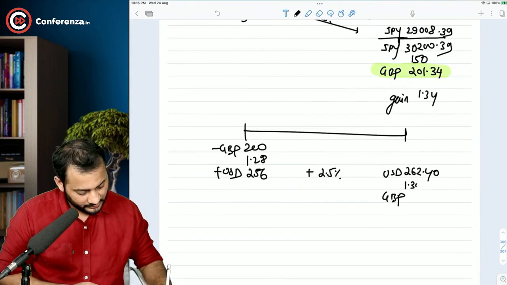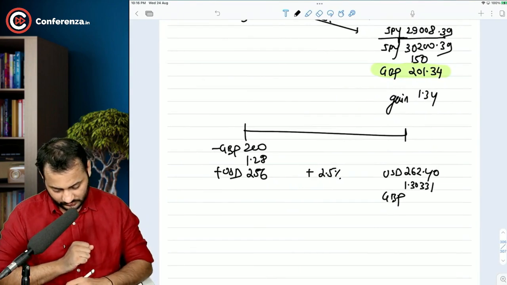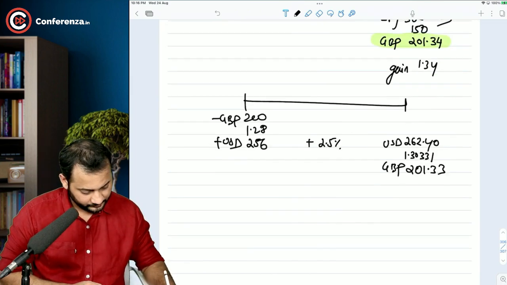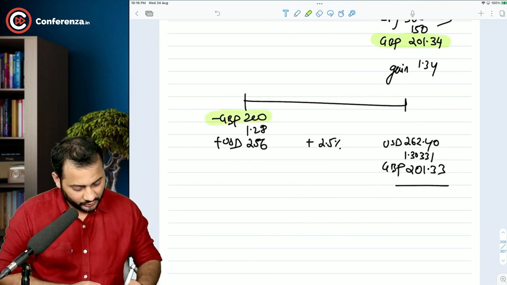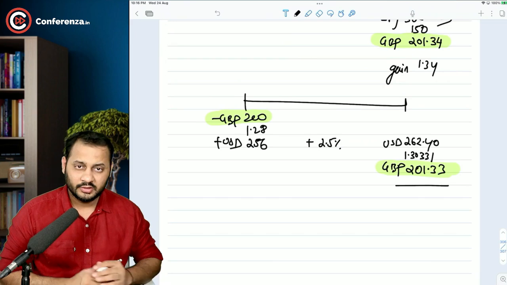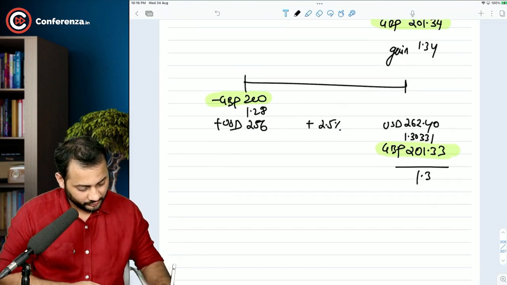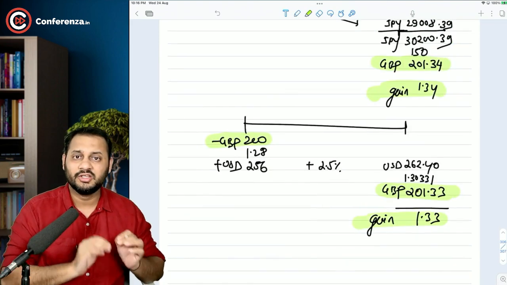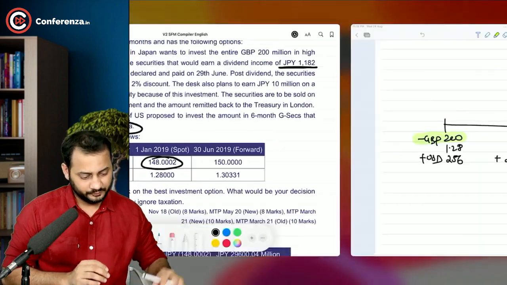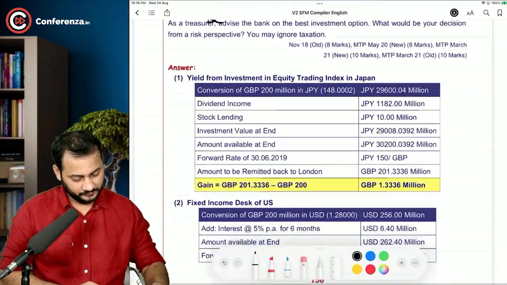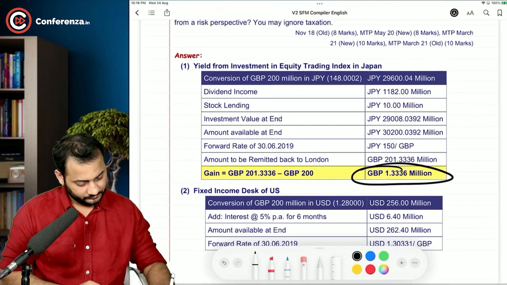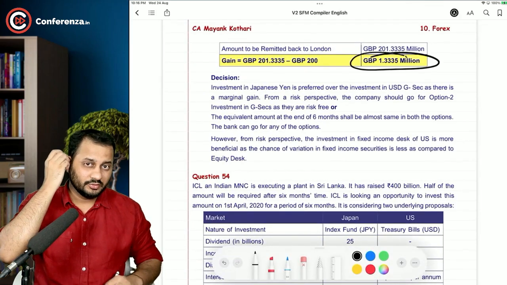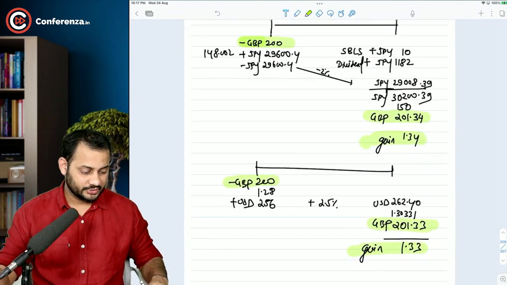Using 1.30331, you can see we have 201.33. So you invested 200 and you are getting back 201.33. The gain is 1.33. So practically speaking, you are having almost the same gain in both the options. 1.33 and 1.34. Now tell me, in which security will you invest?